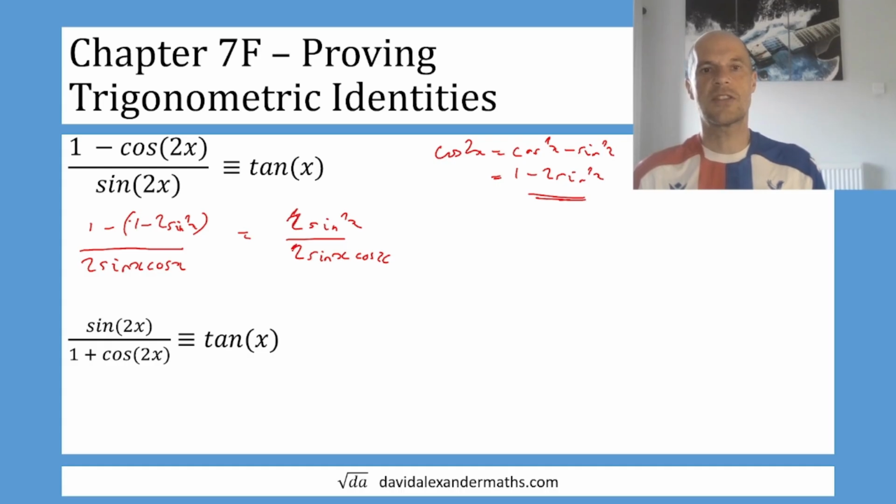Well, the 2's will cancel. We've got a sine on the bottom and a sine on the top, so that becomes sine x over cos x, which is tan x. So there we have it. The left hand side is now the same as the right hand side.